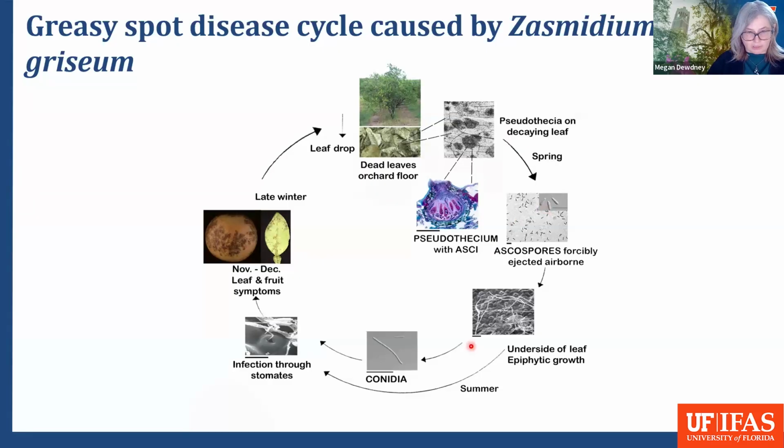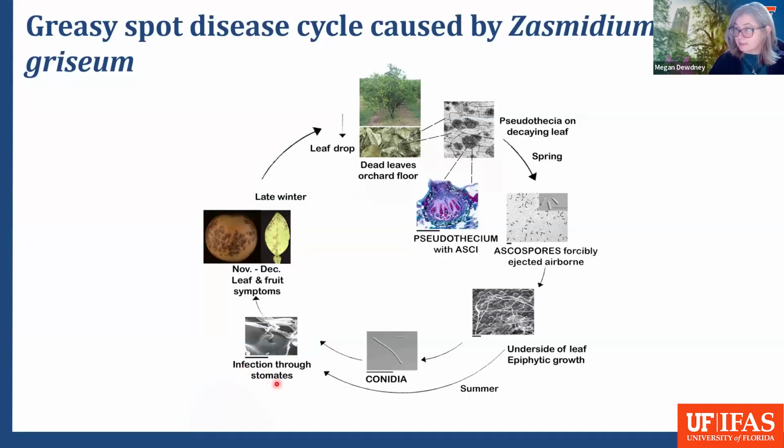They don't actually directly infect the plant. What they do is land on the plant surface, and then they grow usually on the underside of the leaf or on the fruit surface. This is called epiphytic growth. Epiphytic is a fancy word for on the surface of a plant. You can get a very minor number of secondary spores being produced called conidia. We don't really know if they have a major function in the life cycle, but it sure doesn't seem like they do. We then get infection through the stomates.